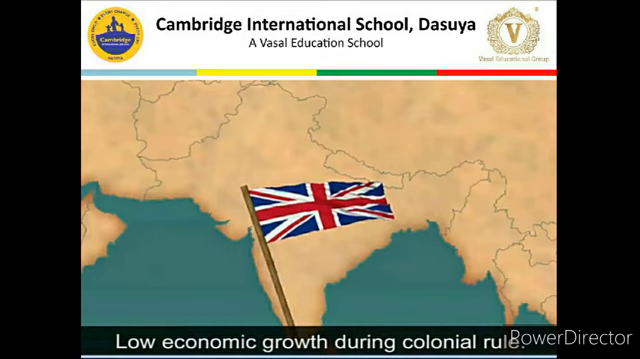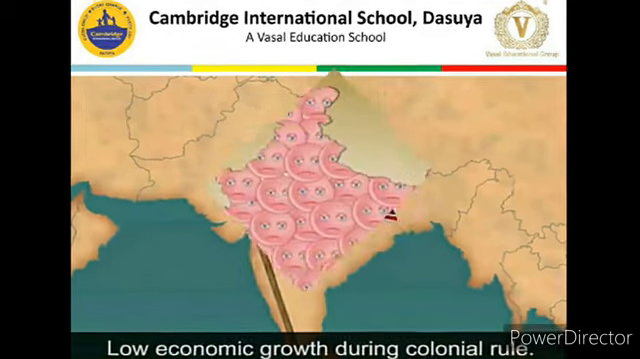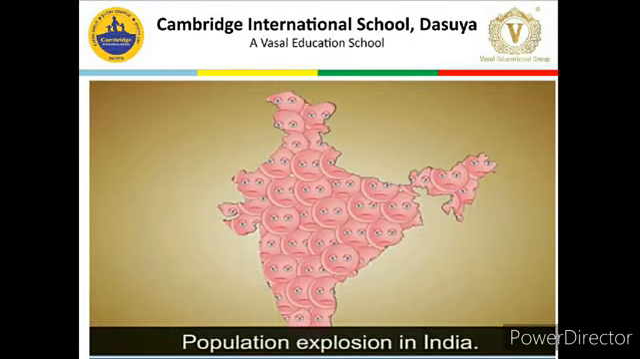This was accompanied by a high rate of population growth. So the first reason for poverty in India was the policies adopted by Britishers that ruined Indian handicrafts and industries. So low economic growth under Britishers was the first reason why most of the people of India were poor since independence. The second reason that we are going to study now is high growth rate of population.